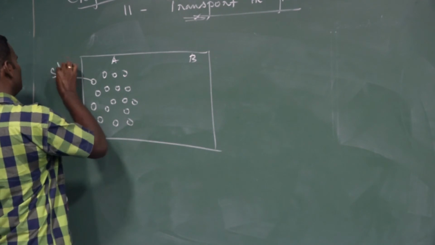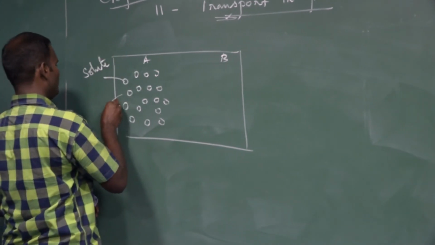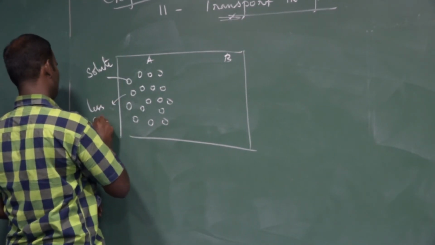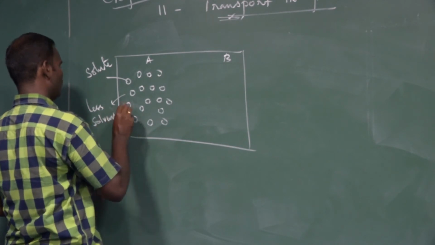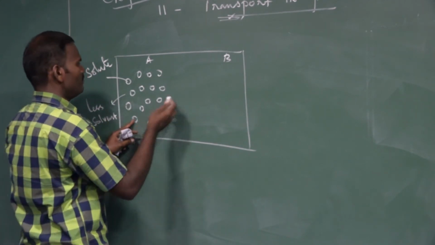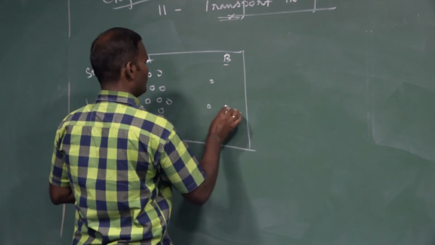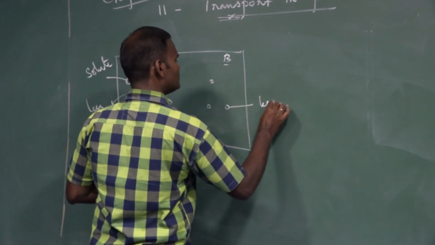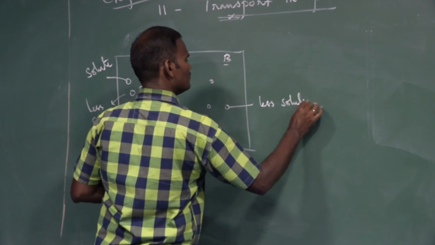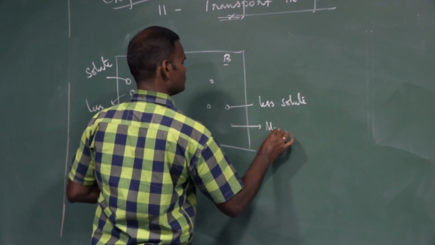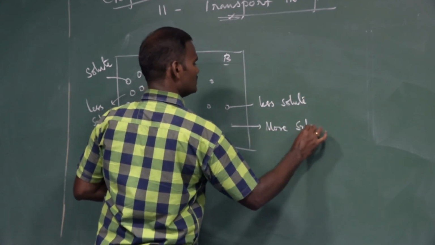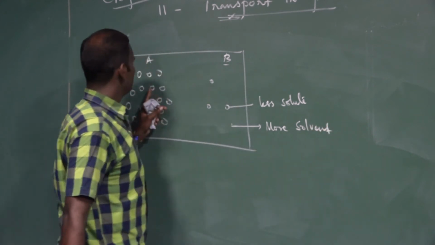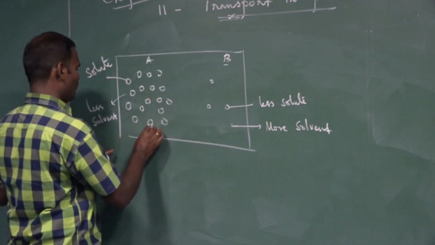These are solute particles. More solute particles, less solvent. Solvent is nothing but water. Water is a pure solvent. B contains fewer solute particles but more solvent.